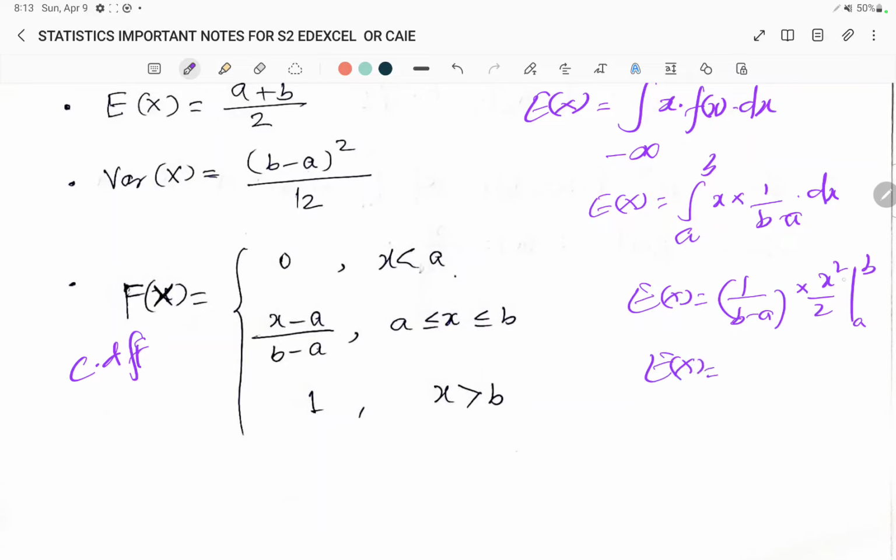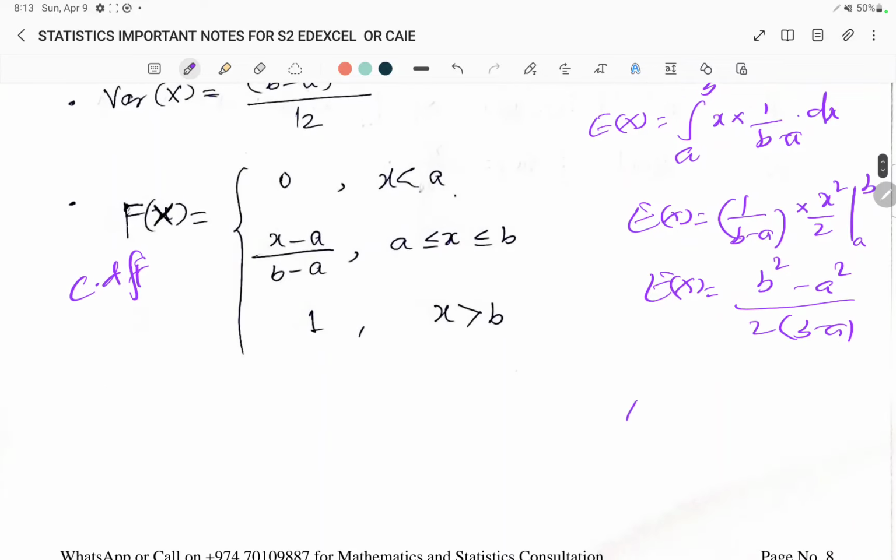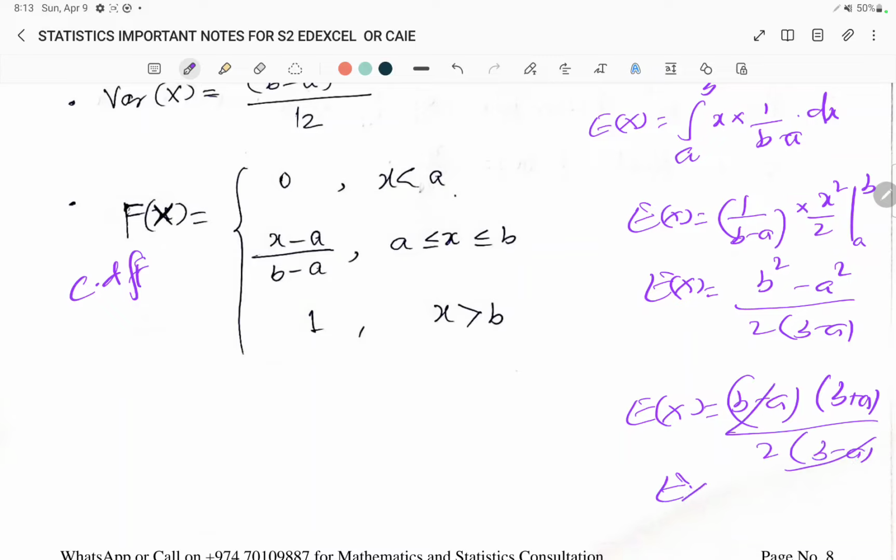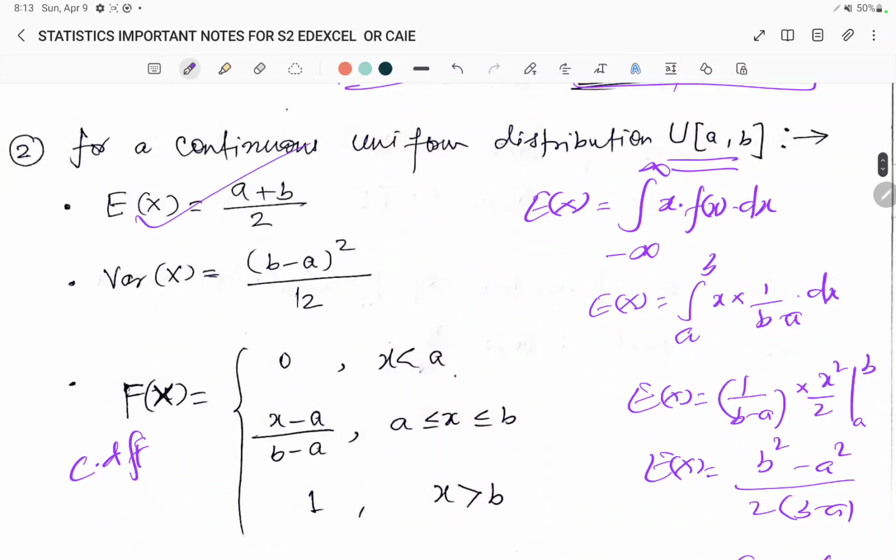So E of x, first I will write b square minus a square over twice of b minus a. Then E of x will be b minus a times b plus a divided by 2 times b minus a. You can cancel, and E of x will be b plus a divided by 2. So a plus b divided by 2 is E of x.